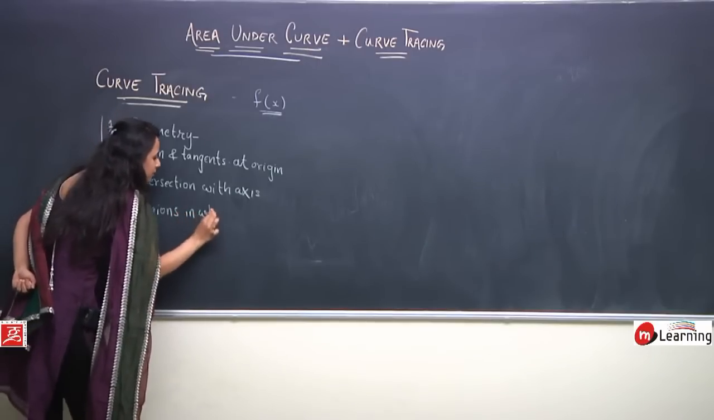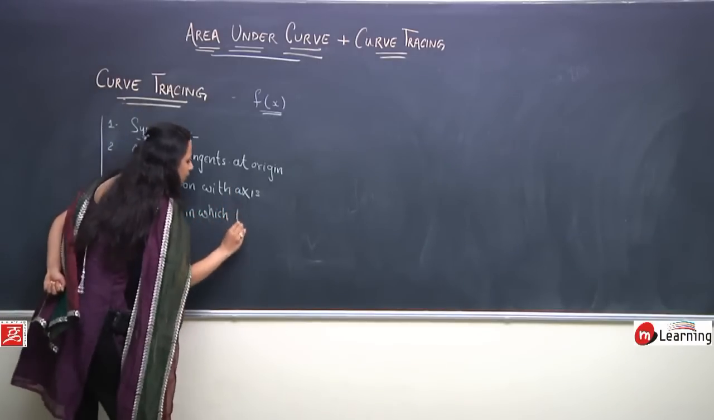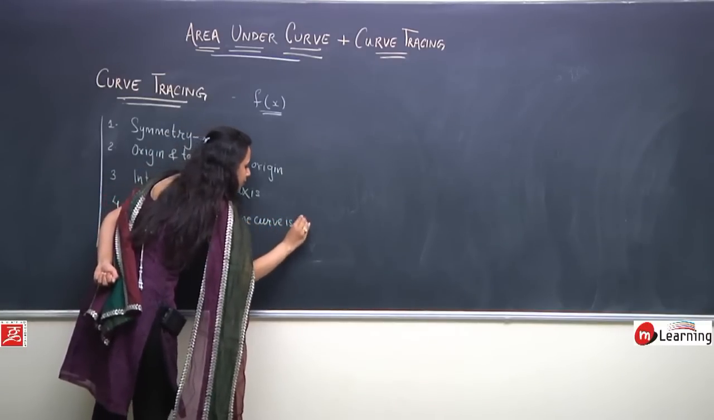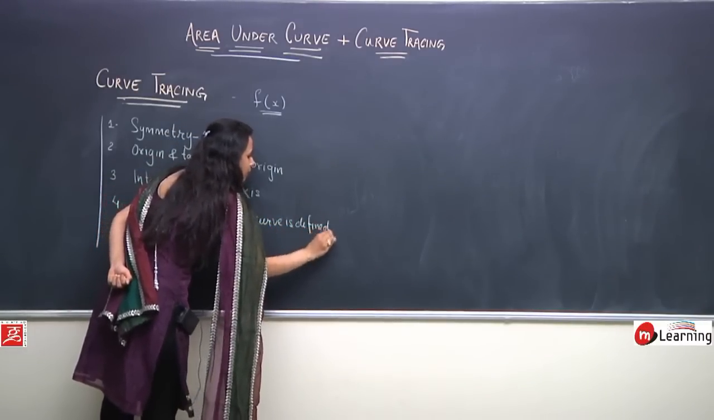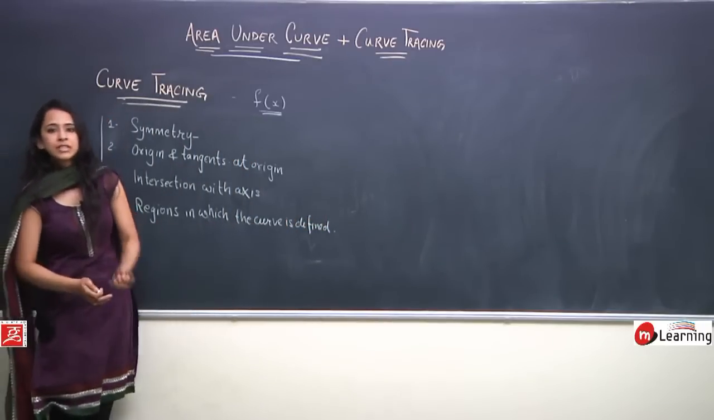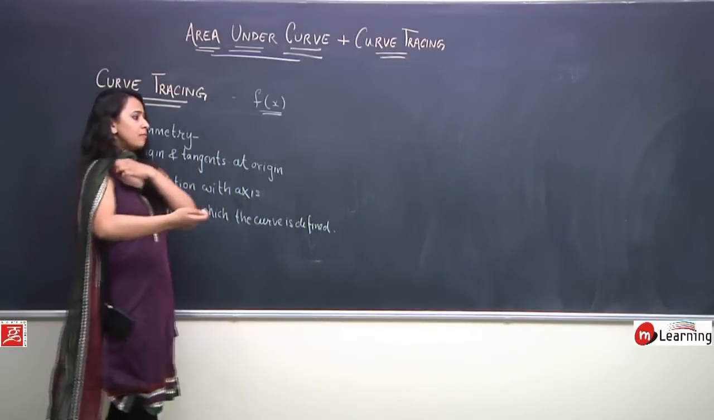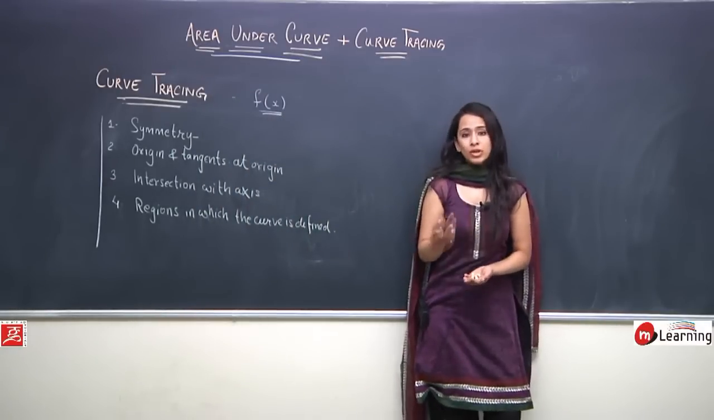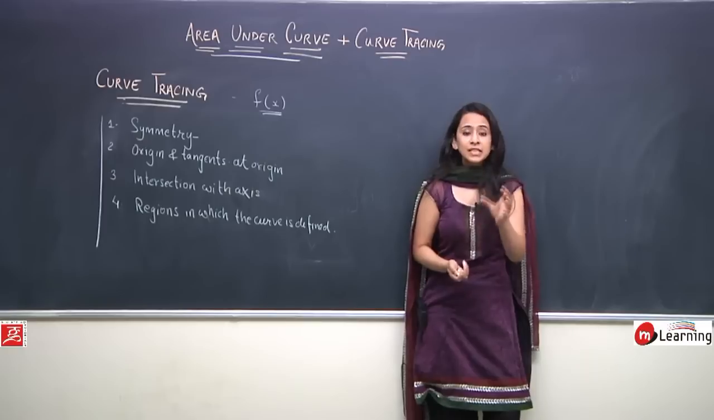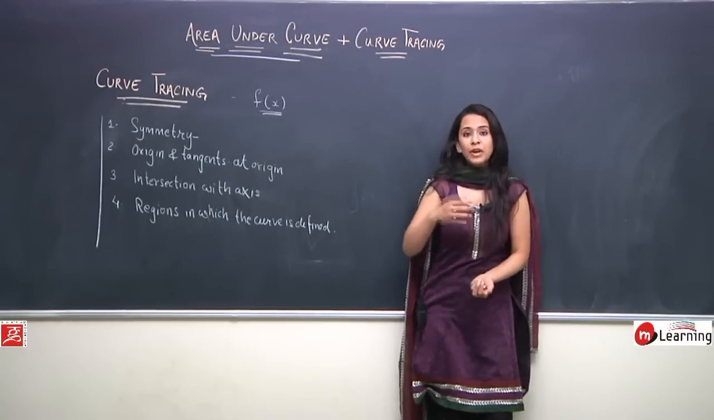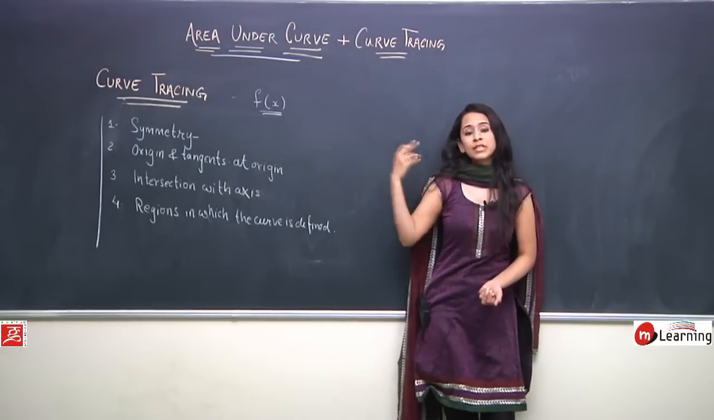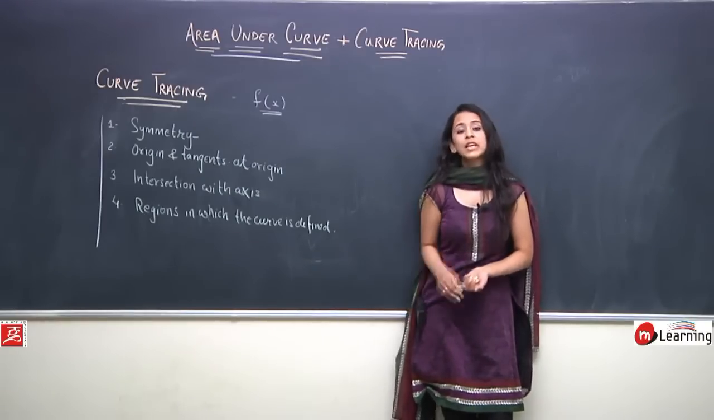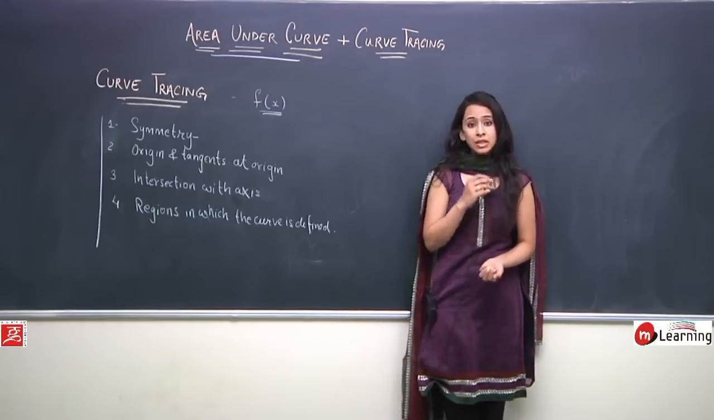The fourth characteristic we can find out is the regions in which the curve is defined. So we can find out the regions in which the curve is defined or not defined. For example, we have a curve of the form y equals to x square, which means y can always take positive values. Y cannot take negative value because it is equal to a square of a real number. So in this case y would always assume positive values. So इसी तरीके से we should find out the regions in which the curve is defined and the regions in which the curve is not defined.